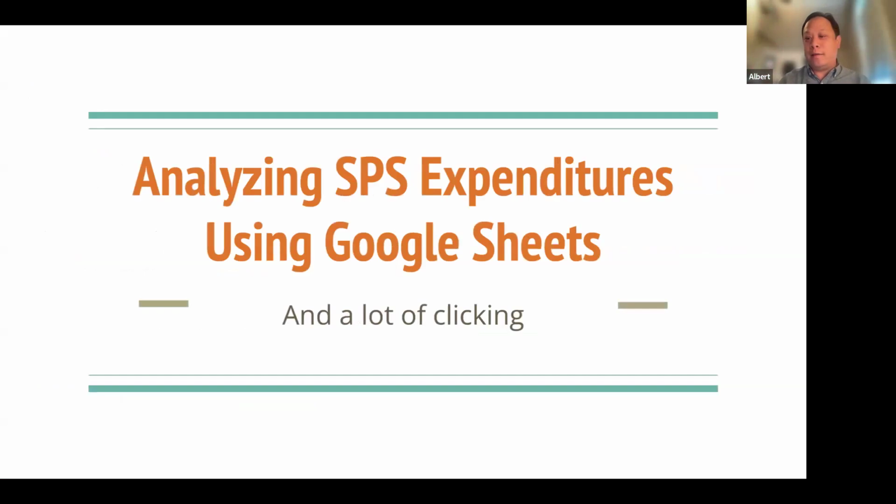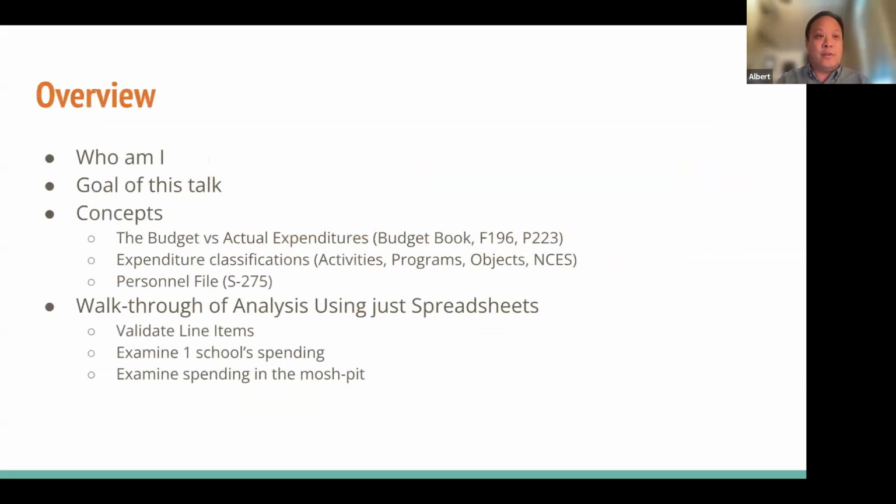Cool. All right, so the talk: Analyzing SPS expenditures using Google Sheets and a lot of clicking. This is going to be the basic overview: who I am and what the goal is. Then there's a didactic explanation of some concepts, which will probably go a little too fast. I think they'll consolidate when we actually try the last part, where we walk through and look at some items in the spreadsheet.